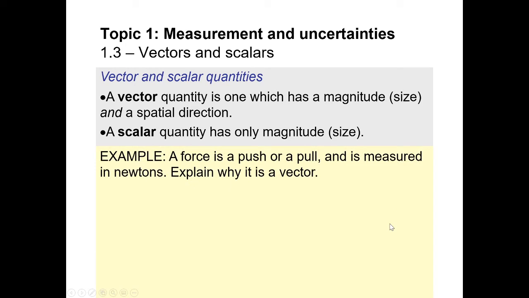All right, example: a force is a push or a pull and is measured in newtons. Explain why it is a vector. Right, so if you are pushing a heavy table across your kitchen floor, so that's a push. So you have to apply some force. Your muscles through your hands are applying a force onto the table. You're moving it across the floor, but you're pushing it in a certain direction.